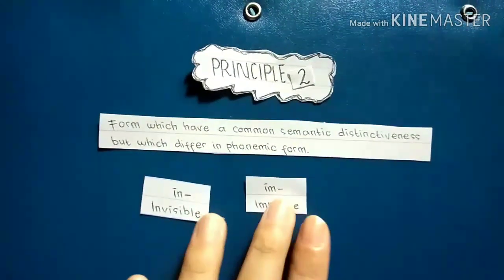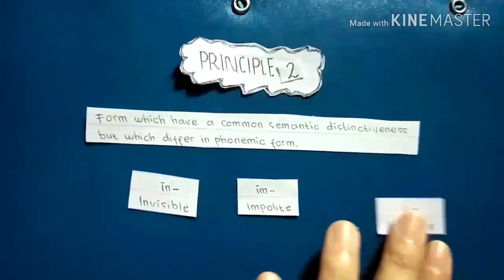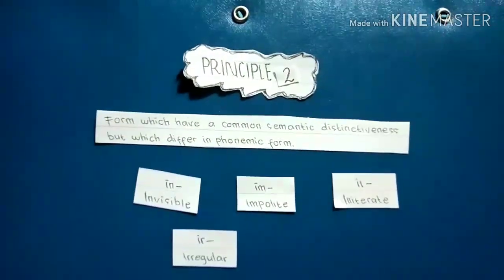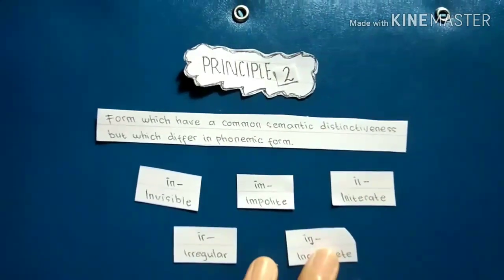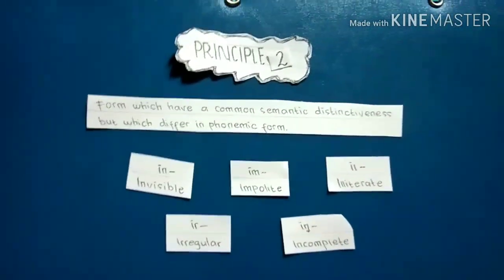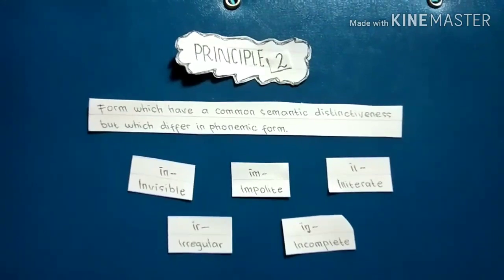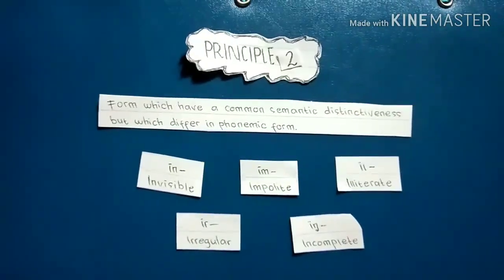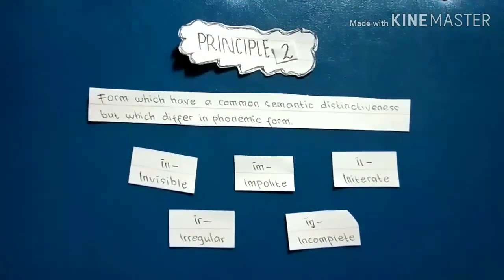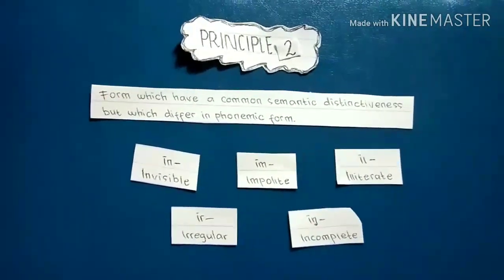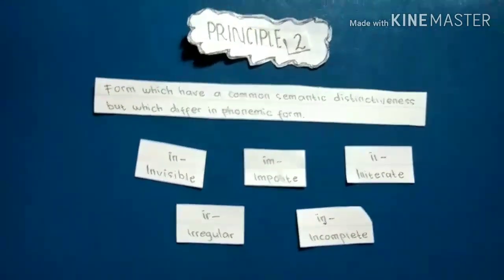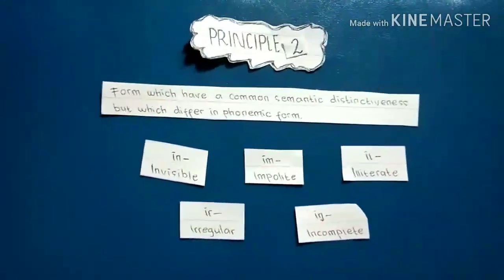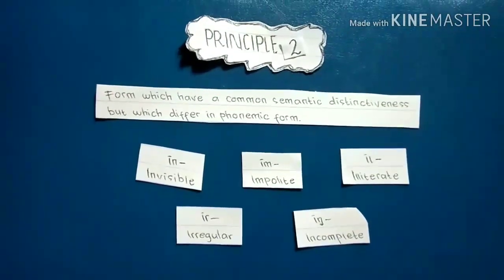Invisible, im for impolite, ill for illiterate, ir for irregular, and in for incomplete. Okay, in English, one negative prefix appears in 5 phonologically determined forms. Okay, we can see here this prefix has the same meaning, that is negative or means no, but they are different in pronunciation.